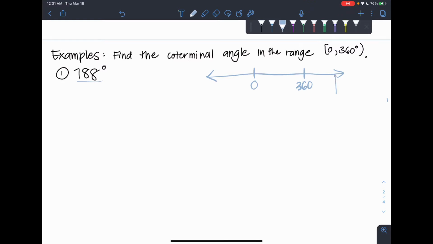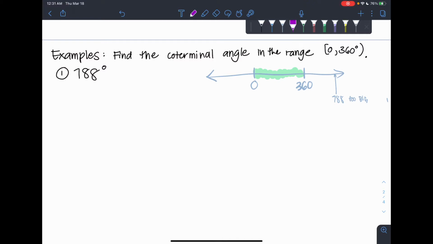It's probably all the way out here. And as we can see, it is way too big. So in order to get it in a comfortable spot, since it's too big, we're going to subtract 360 however many times we need until we get a number that lies in this range.